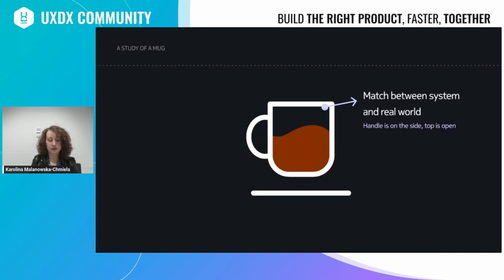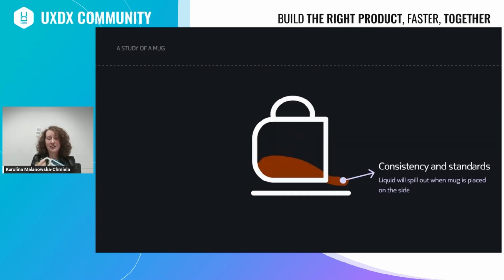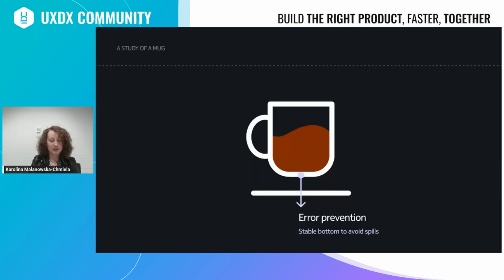And every mug in the world, when you put it on its side, I won't do this live, it will spill its contents out. So this is for consistency and standards, because every mug placed on its side will let the contents out. But to prevent that, as I did a couple of seconds ago, I put my mug on the table using the stable bottom so I will avoid spills.